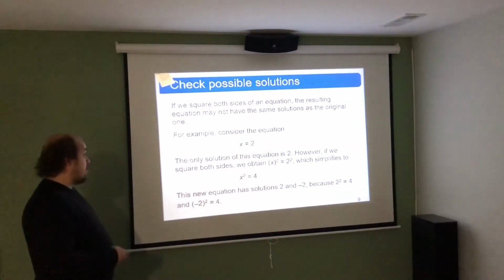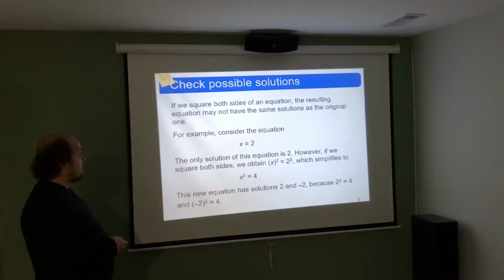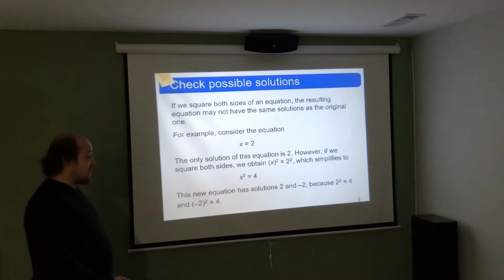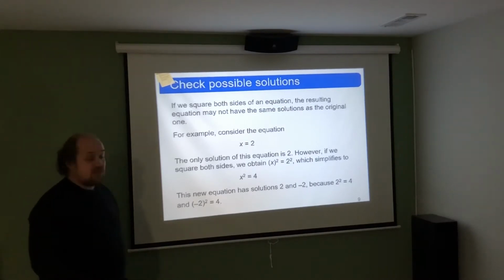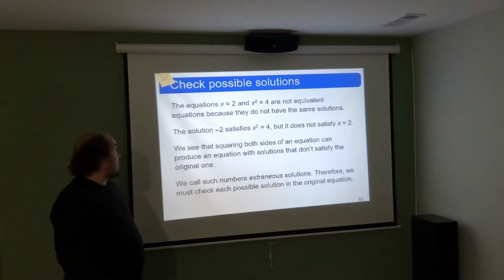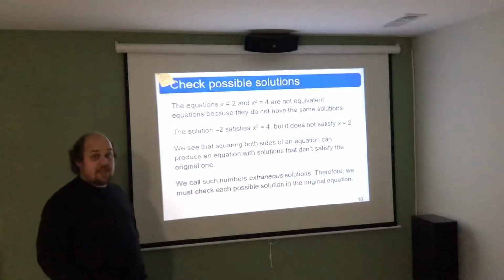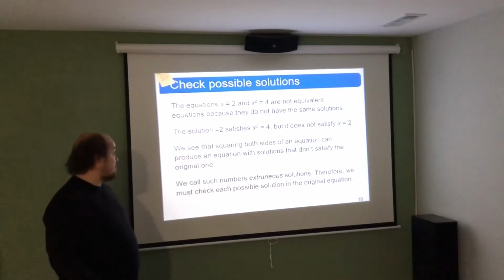So if we, for instance, considered the equation x equals 2, the only solution to this equation is 2. If we squared both sides to get x squared equals 4, now when we take a square root, we could get positive and negative 2. Problem being that negative 2 shouldn't have been a solution. So the solution negative 2 satisfies x squared equals 4, but it doesn't satisfy the original equation x equals 2.